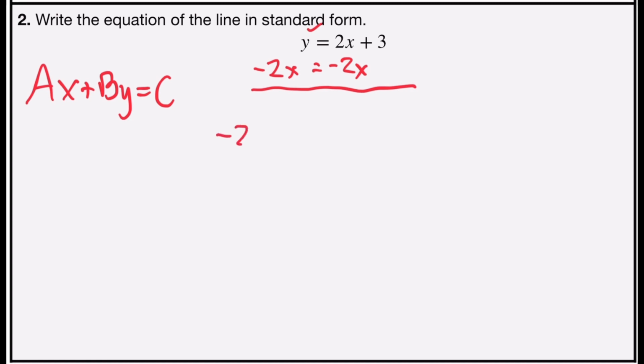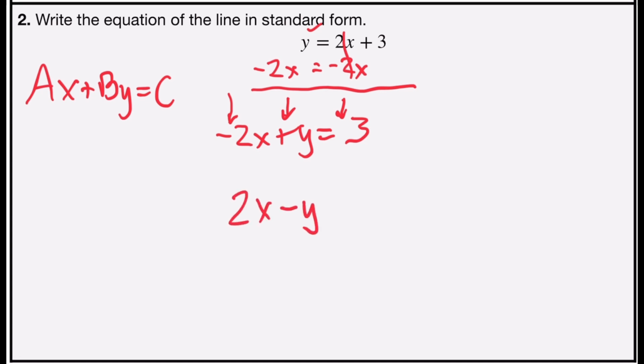So on the left side I would have negative 2x plus y equals, on the right side 2x minus 2x is 0, and 0 plus 3 is 3. So now all of my terms are in the correct position. However, the a coefficient is negative. So I can either multiply both sides by negative 1 or divide both sides by negative 1. But the result is all of the signs, the negative on the 2, the positive on the y, and the positive on the 3, will flip. And so in standard form, my equation would say 2x minus y equals negative 3.